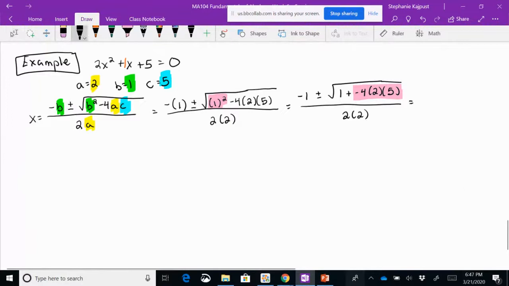So I actually have room here. So negative 1 plus or minus 1. And then negative 4 times 2 is negative 8. Negative 8 times 5 is negative 40. So that's going to be 1 minus 40 over 2 times 2.